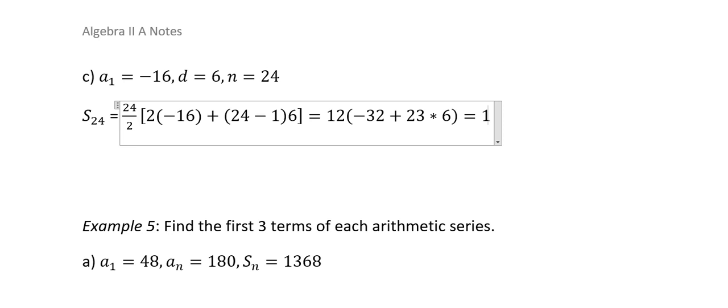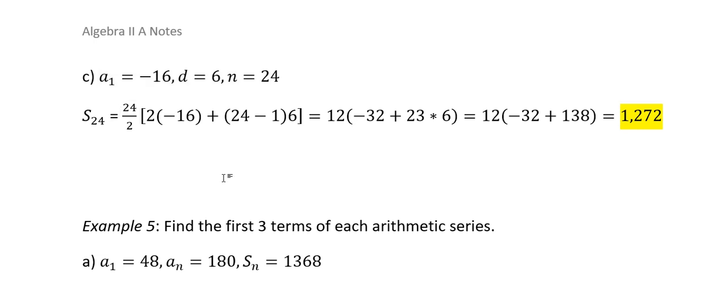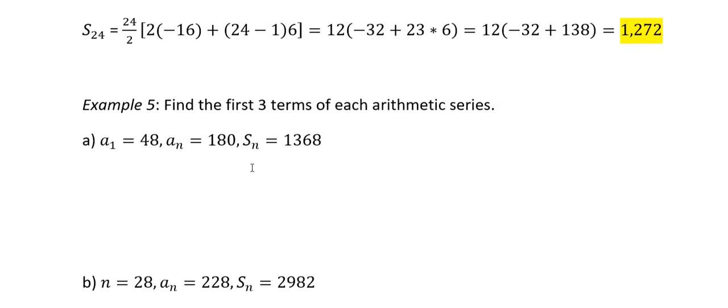So now we're down to 12 times negative 32 plus 138. And you could show another step here, but this is fairly simple enough. Your final answer here will be 1,272. That's the sum of the sequence described here with 24 terms. Alright, so those hopefully are pretty clear.